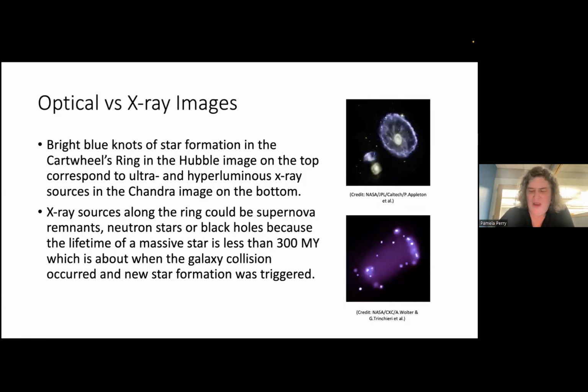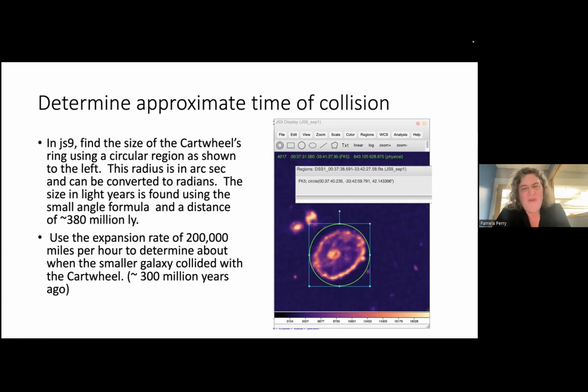And then once you know that, you can say, okay, if it happened this long ago, and we know certain things about the life cycles of stars, like how long it takes a massive star to go from star formation to something that would be bright in X-rays, like a supernova or a neutron star or a black hole, that kind of information could then help you figure out what those X-ray sources are.